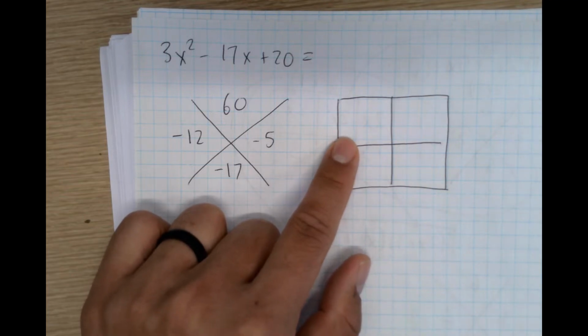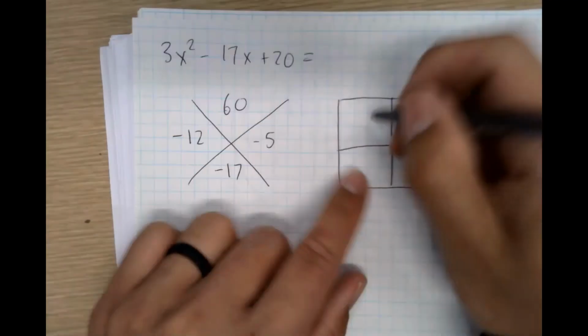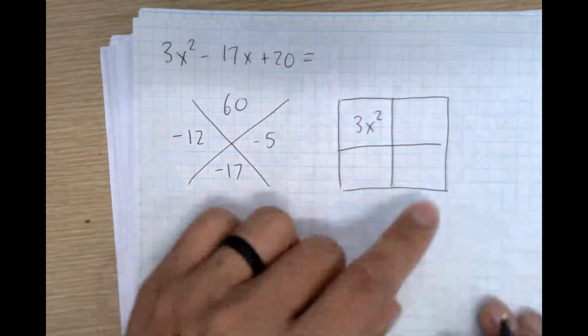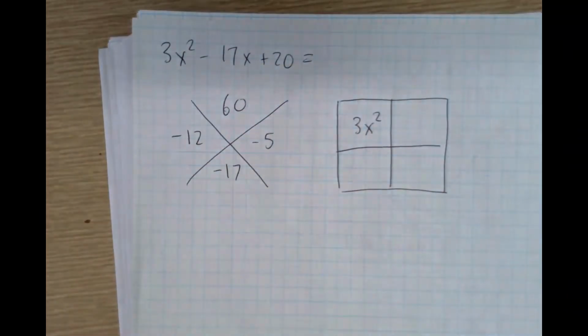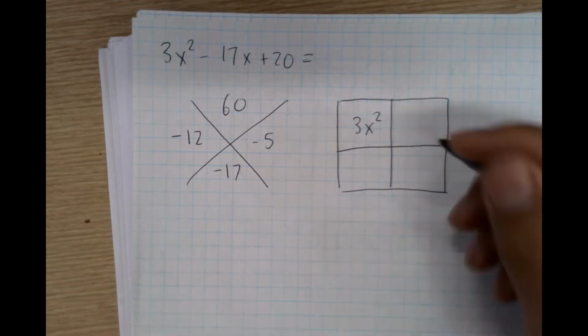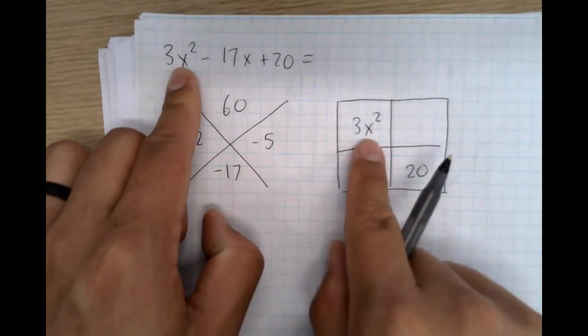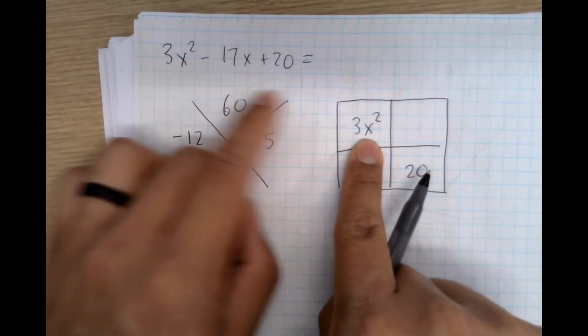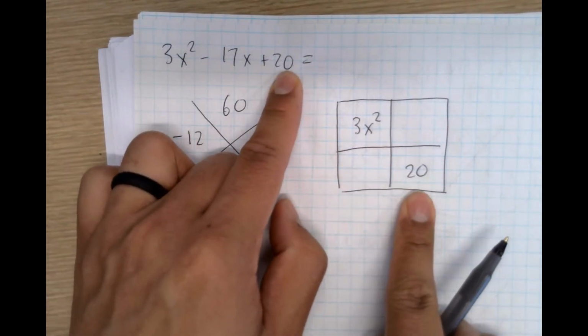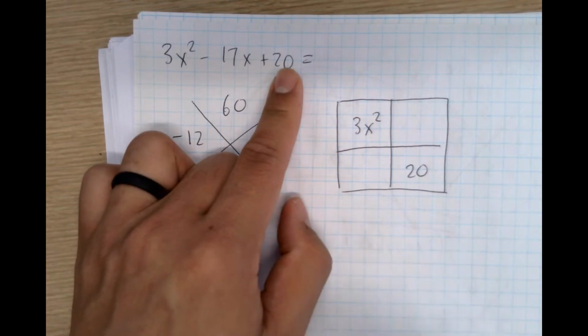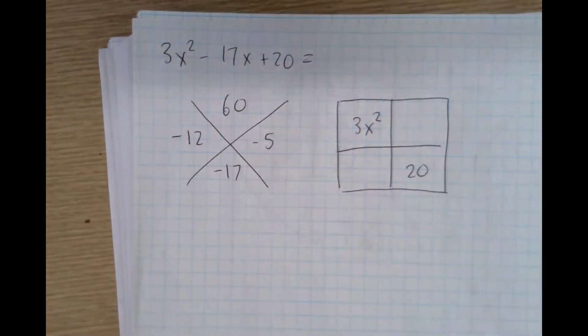3x squared. All right, 3x squared. And then what do I put in the bottom right? 20. Okay, so this 3x squared is moved to the top left, and this 20 is moved to the bottom right. What we're doing here is grouping. It's just organizing it for ourselves.